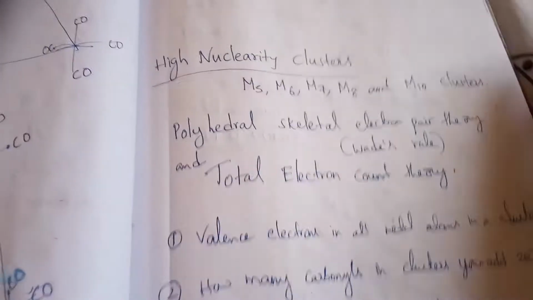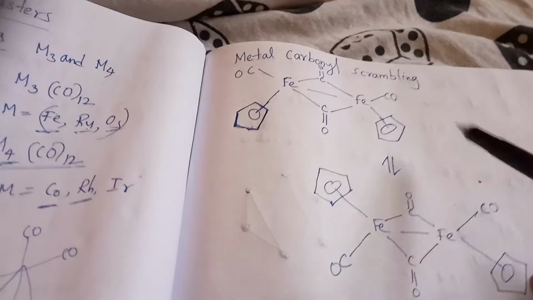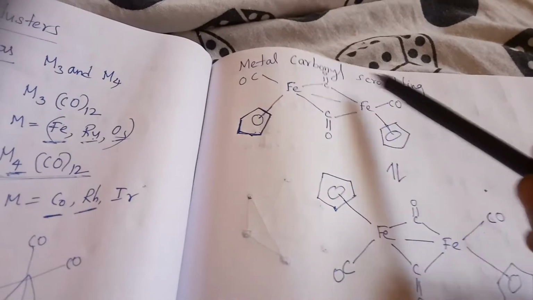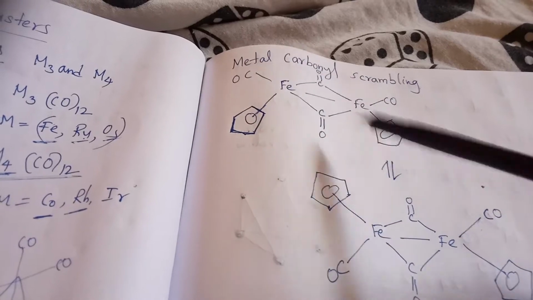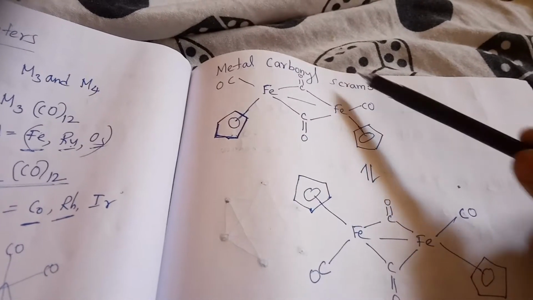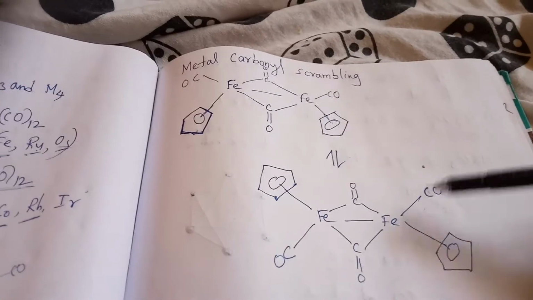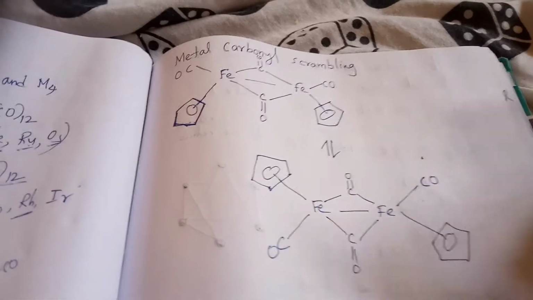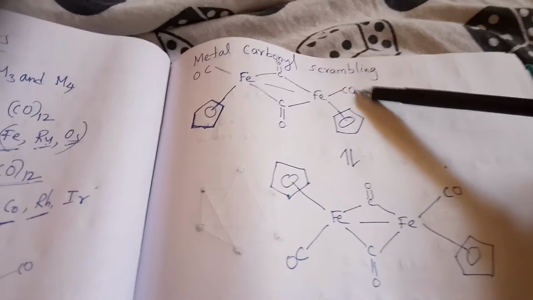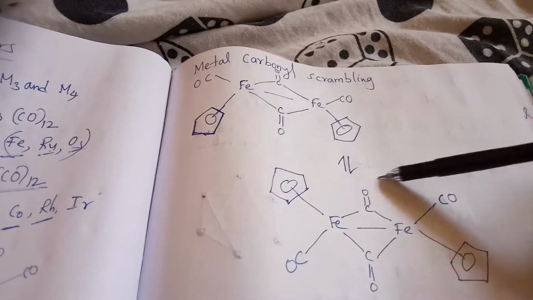Again, the metal carbonyl scrambling. Metal carbonyl scrambling means the fluxional behavior of a particular carbonyl group, from a bridging group to a terminal group. It is the interconversion of cis and trans positions. This is the cis compound. This is the trans compound. So here the fluxional behavior is going on in the carbonyl. We discussed this metal carbonyl scrambling.